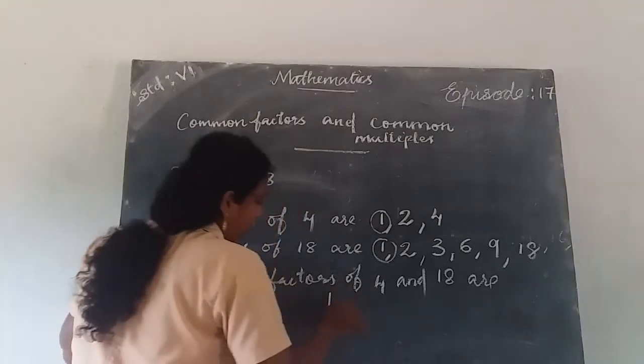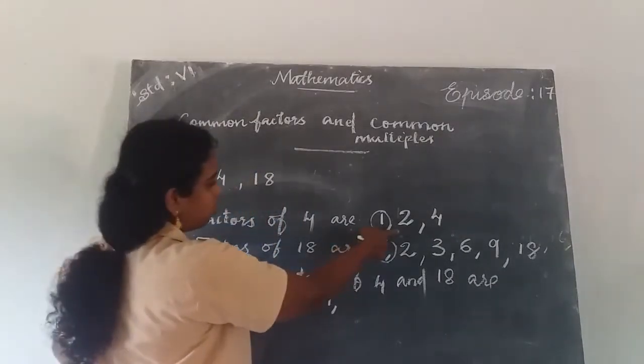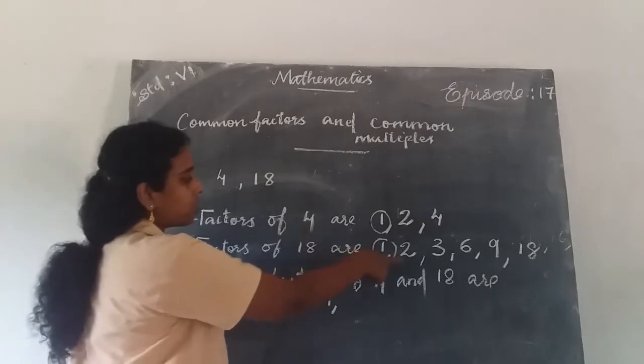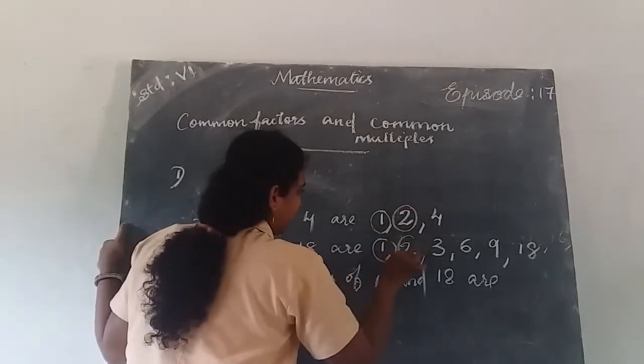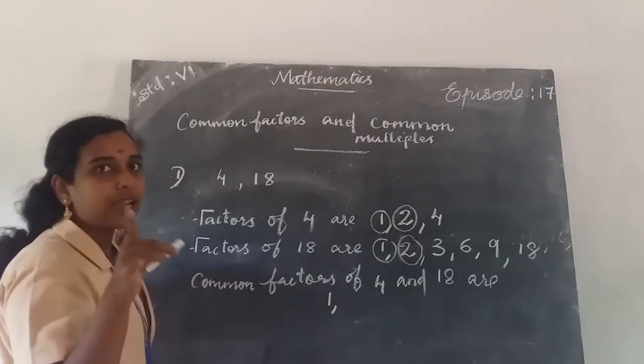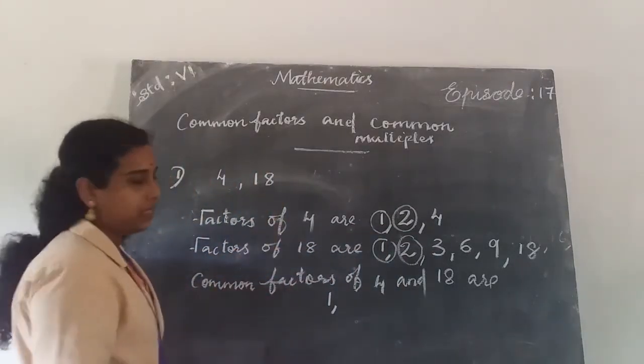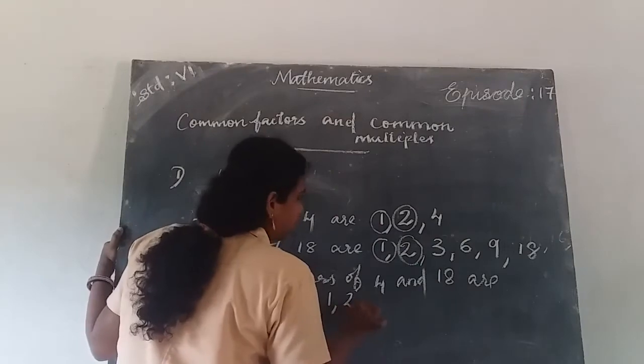So we can write 1. Then the next number is 2. 2 is a factor of 4 and 2 is also a factor of 18. So 2 is common, and we can say that 2 is a common factor of 4 and 18. So we can write 2.